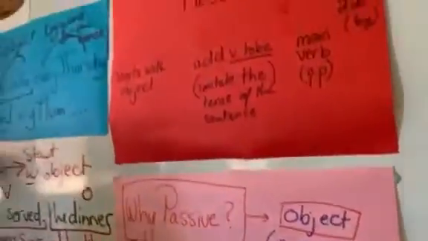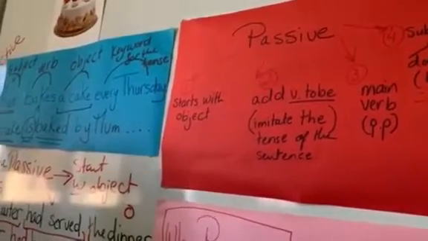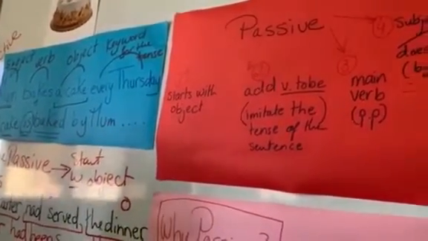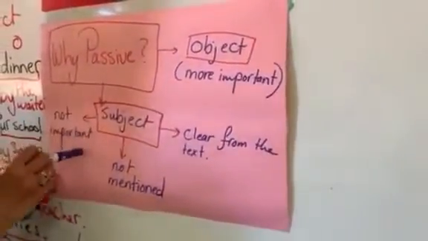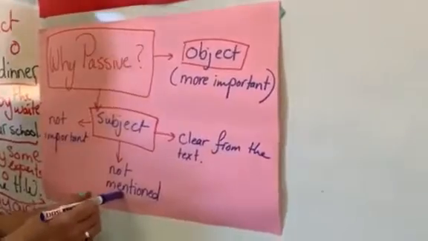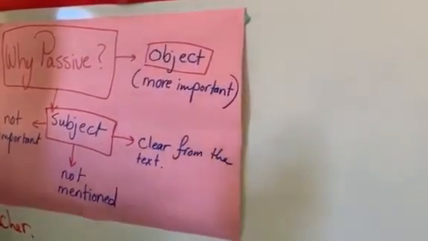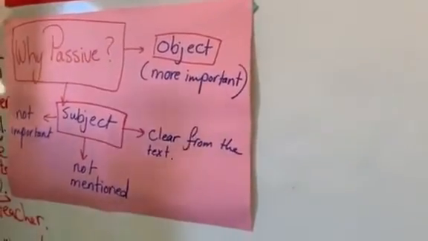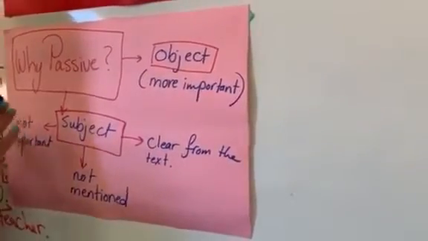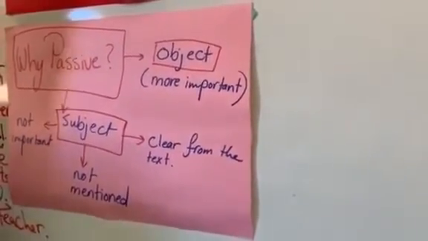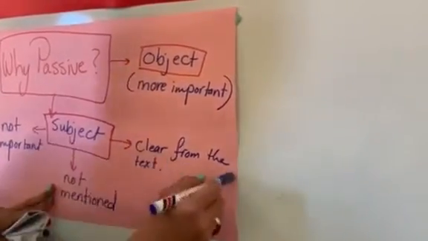Here, a cake is baked by mom. I'm only interested in cake, okay? I don't care who made the cake. I'm just interested in the cake, okay? It's the same here when the subject is not important or the subject is not mentioned, okay? For example, my car was stolen yesterday. I don't know who stole my car, okay? All I care about now is that my car is stolen. The subject is clear from the text.